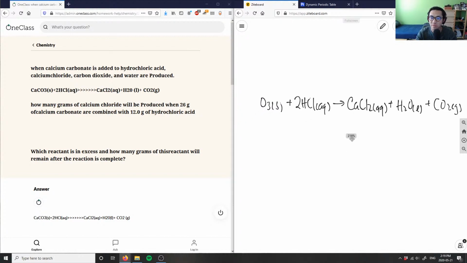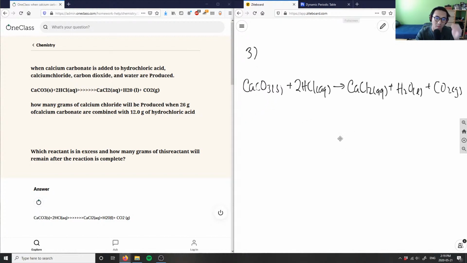Okay, so we have all these guys here, and it's asking us how many grams of calcium chloride will be produced here. So I want to look for the mass of this guy here when I have 26 grams of calcium carbonate. Calcium carbonate is 26 grams, combined with 12 grams of hydrochloric acid. And again, I want X here, right?